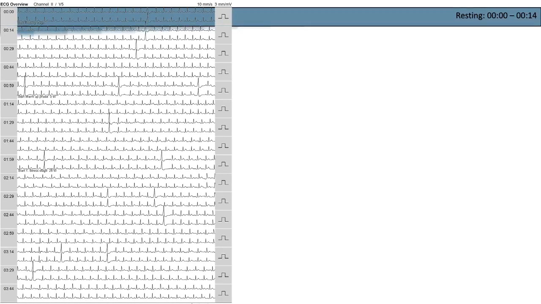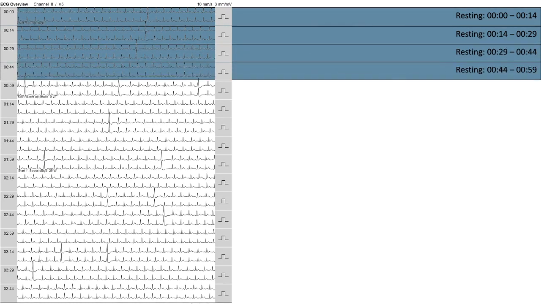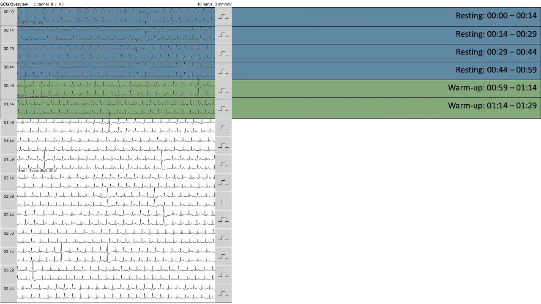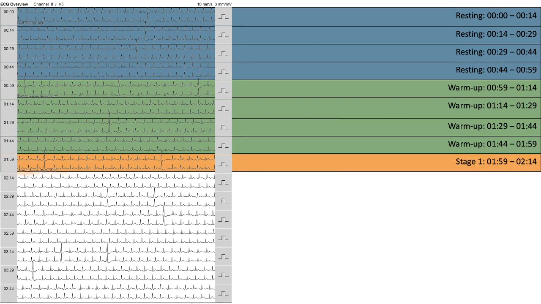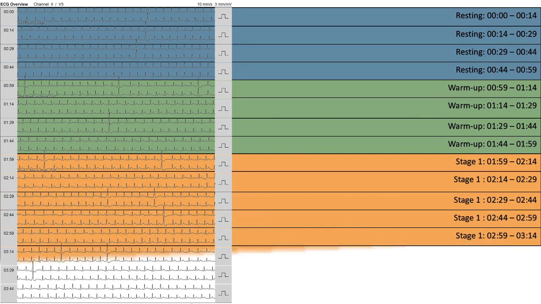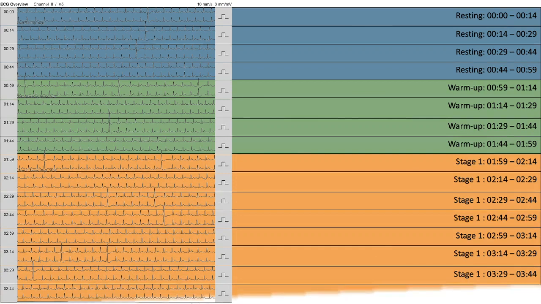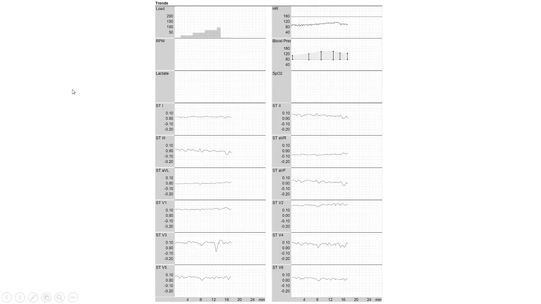And then it gives us each and every ECG wave during the resting phase, the warm-up phase, and the stress phases. And as you can see, it's really easy to identify premature ventricular contractions. We can also count them. Each line represents 14 seconds. This is really nice to determine rhythm disturbances.